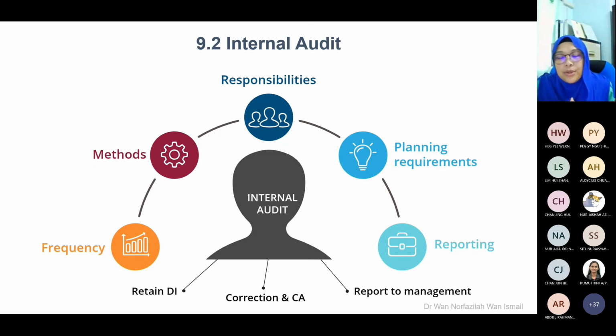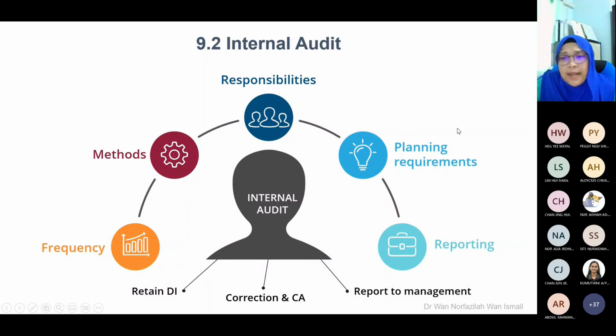For your own lab, you're responsible to identify the frequency of internal audit. And then for auditors coming from other lab, their responsibility is to conduct the internal audit, to audit your laboratory. That one you need to identify the responsibilities of each personnel involved.